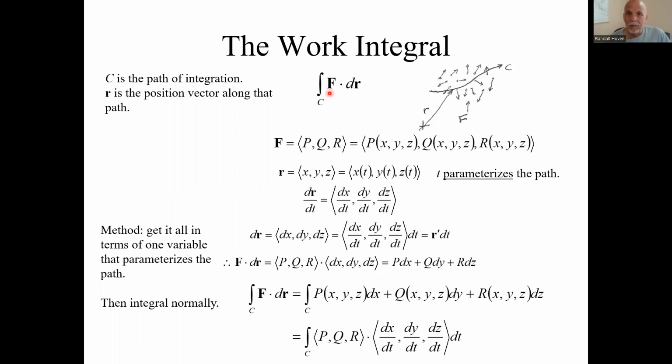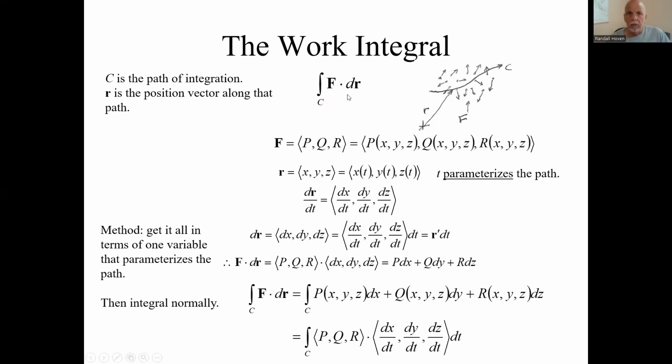F is a vector field. Remember, a vector field at every point in space, there's a vector associated with it. That's what all these little arrows are. The integral is over a curve or a path. This line is through that vector. R is the position vector to that curve.